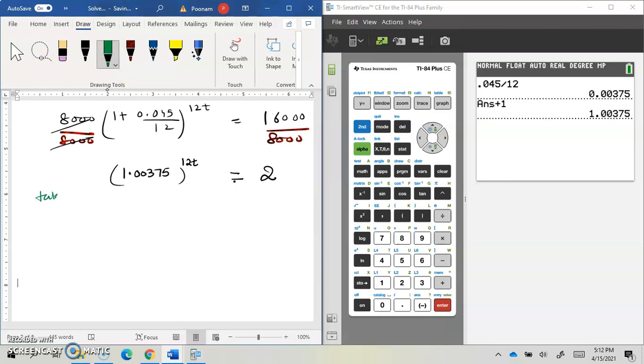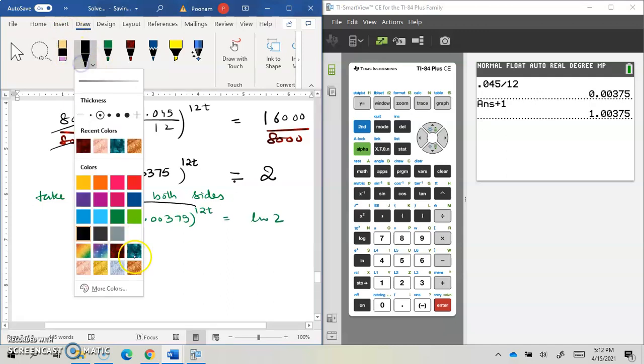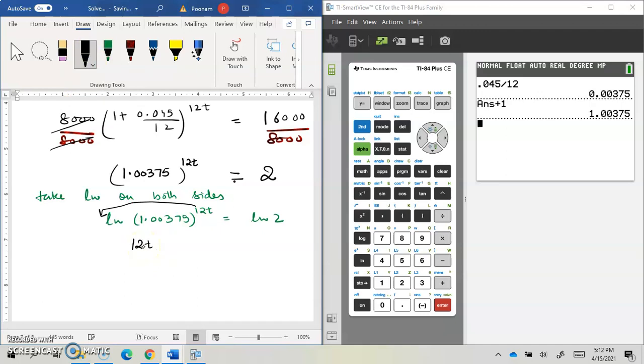We take log on both sides. We can take any log, natural log or common log. So let's take natural log on both sides. What will happen? Natural log of 1.00375 raised to power 12t is equal to natural log of 2. Now, because of the power property, this comes down. So we have 12t times natural log of 1.00375 is equal to natural log of 2.